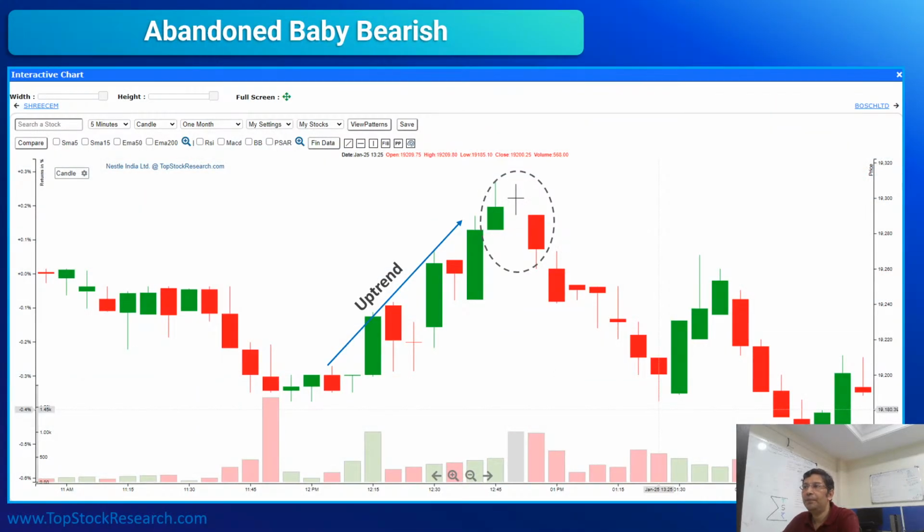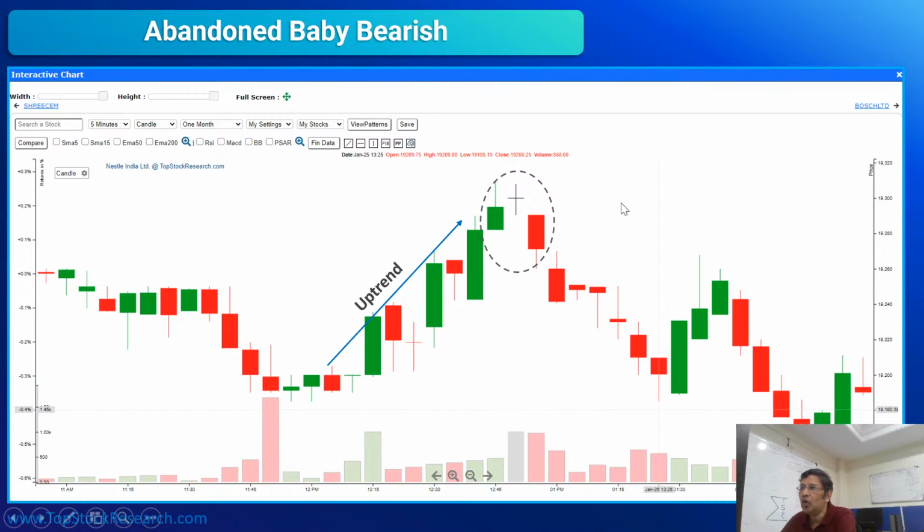Abandoned baby bearish is a very nice one, right? So basically there's a doji. Doji tells you indecisiveness. If you ignore this part, just looking at it, it's nice. A gap up here. It started with a gap up, went all the way up, came down, and ended at the same price, right? This is where what you should be looking at is that you should add these stocks in the watch list, right?